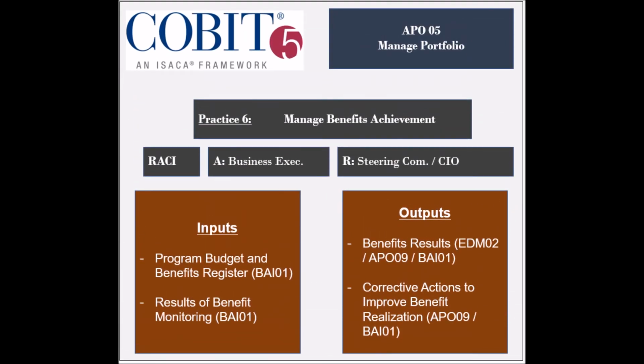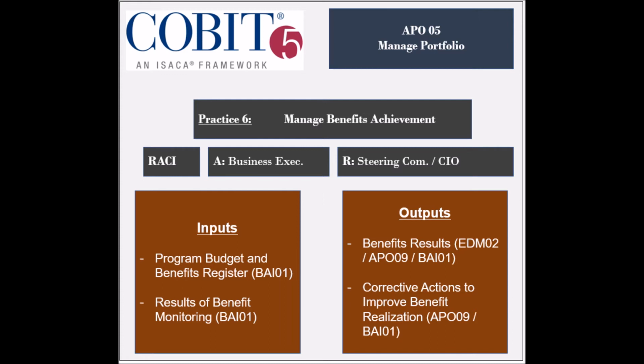The sixth practice is to manage benefits achievement. From a RACI charts perspective, the entities that are responsible for this practice are the business process owners, the steering committee, and the chief information officer. The entity that is held accountable is the business executives.